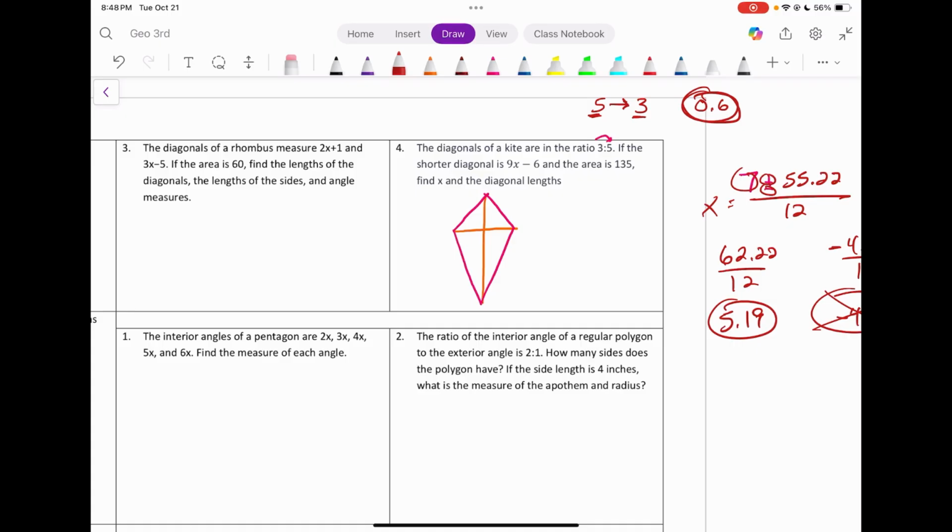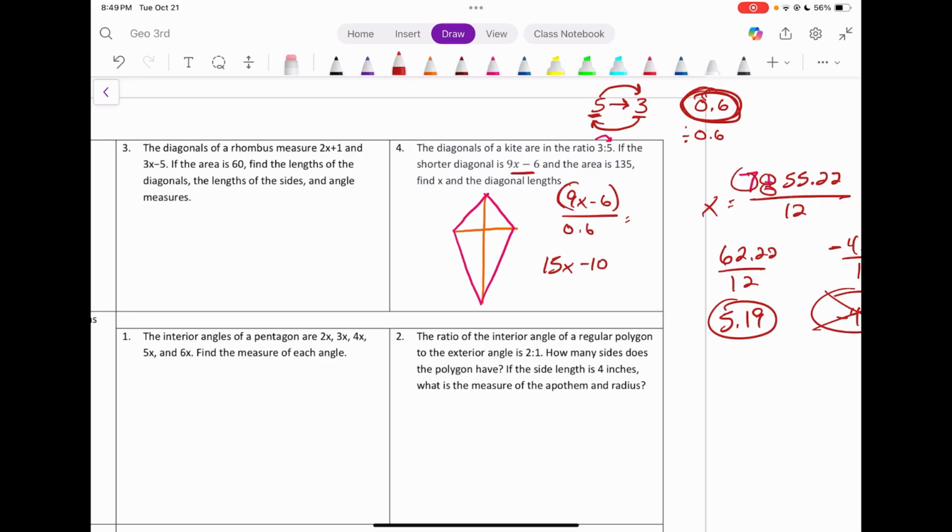That's one way of doing this. So it says the shorter diagonal is 9x minus 6. This would take you from the larger to the smaller. So to go backwards, instead of multiplying, you're going to divide by 0.6. So I'm going to take 9x minus 6, and I'm going to divide the whole thing by 0.6. And that's going to give me the length of the other diagonal. So let me do that on my calculator. 9 divided by 0.6. It's going to be 15. And then 6 divided by 0.6 gives you 10.